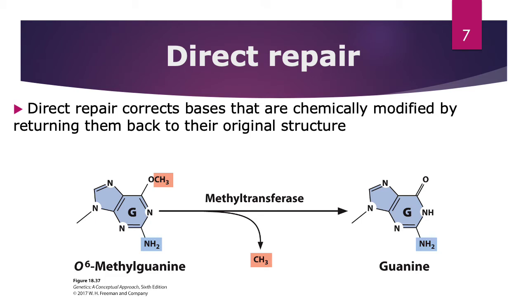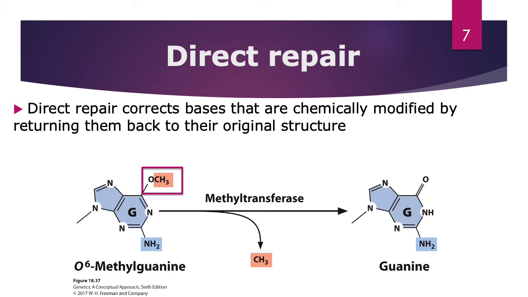Another type of DNA repair is direct repair. Unlike mismatch repair, direct repair will correct bases that are chemically modified by returning them back to their original structure. There's no removal of the bases or breaks in DNA strands in order to correct the modified base. Let's look at the example shown in the figure where a guanine has been modified by the addition of a methyl group to the oxygen at the 6th position. And thus we have O6-methylguanine.